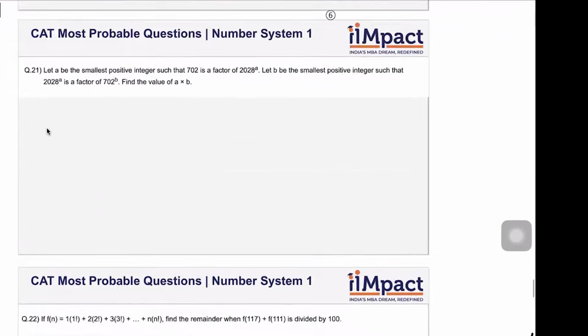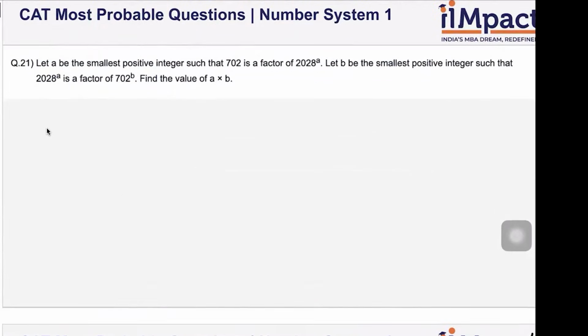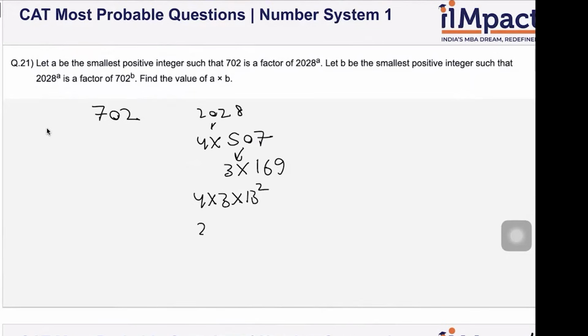All right, moving on. This is a very similar question to CAT. A is the smallest possible integer such that 702 is a factor of 2028. So we will have to factorize these, 702 and 2028. This is 4 into 507, which can further be written as 3 into 169. So this is 4 into 3 into 13 square, or 2 square into 3 into 13 square.